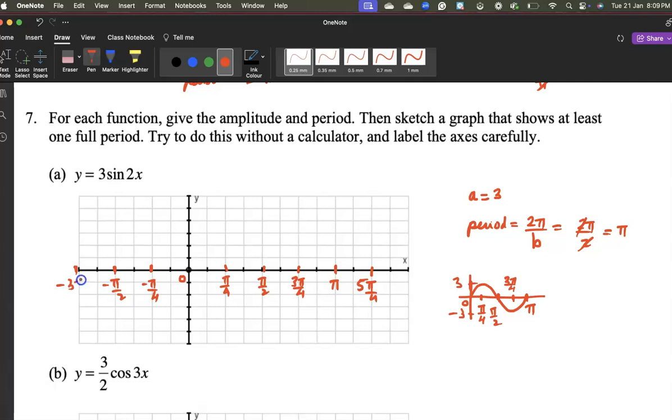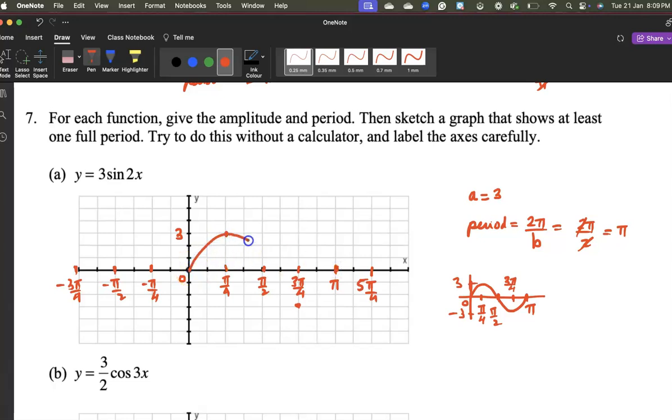It's a sine, so it will start from 0. Now the max height is 3. So pi by 4 is 3, pi by 2 is 0, 3 pi by 4 is minus 3, and then 0.